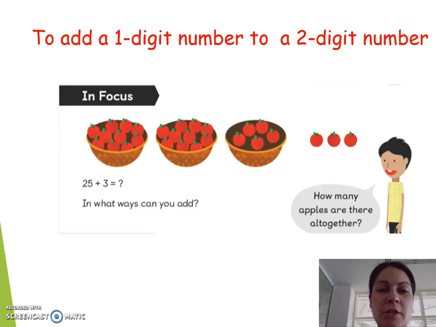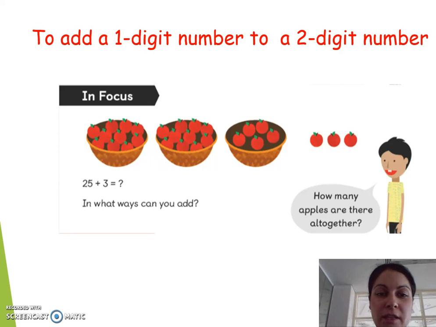Next week in maths the children are going to be using addition. So they're going to be learning how to add a one-digit number to a two-digit number. Their in-focus task on the first day is in front of you, and the question is 25 plus 3. We are going to teach the children that there are three different methods to use when adding. The question is, how many apples are there altogether?